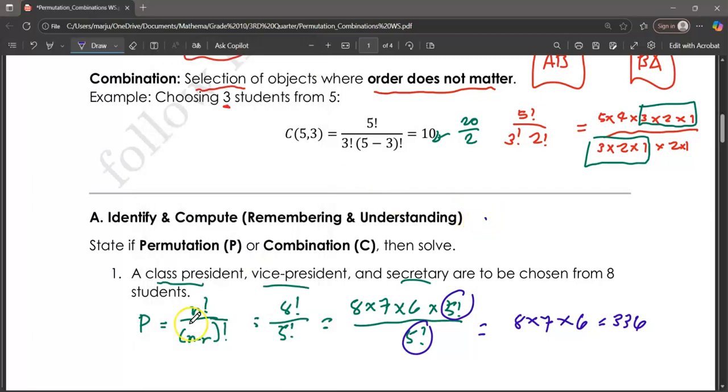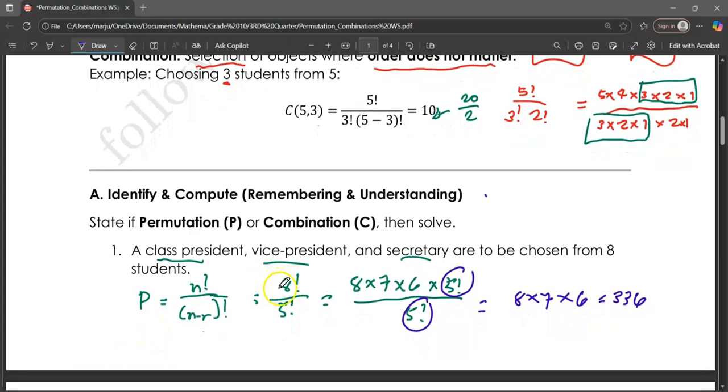So what you can also do, instead of using this formula when you're doing permutation, is just count from this number and then start counting downwards for how many items are chosen. For example, here we have 1, 2, 3. So you will start 8 times 7 times 6. That is 3, right? That is just the same there.